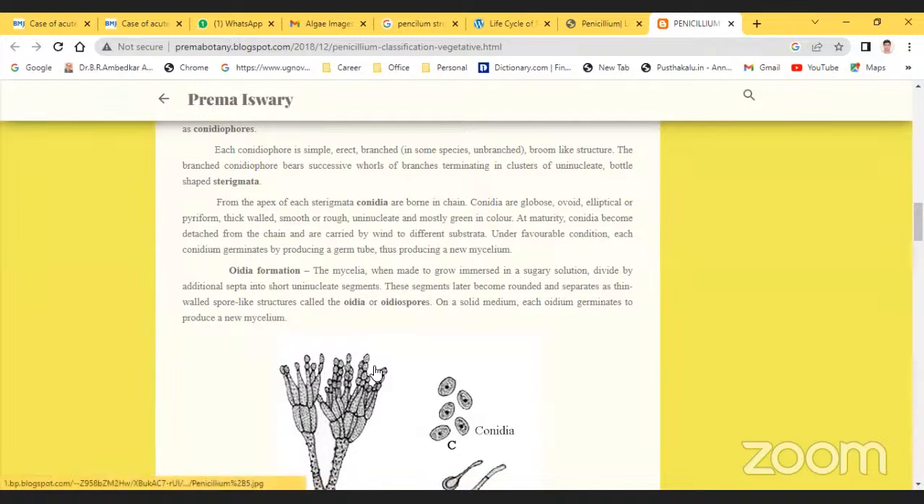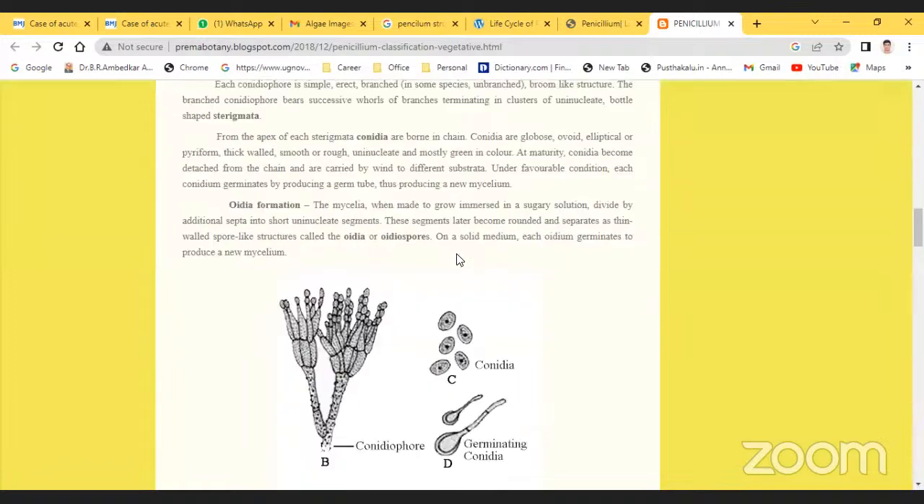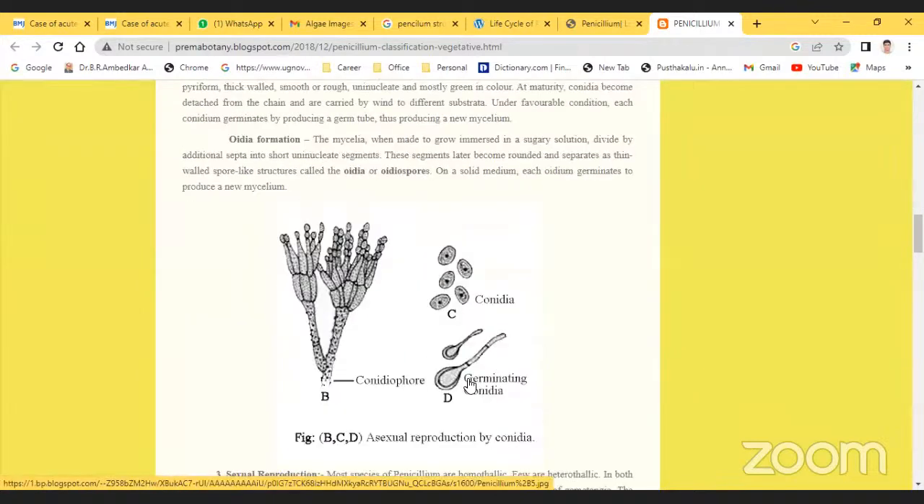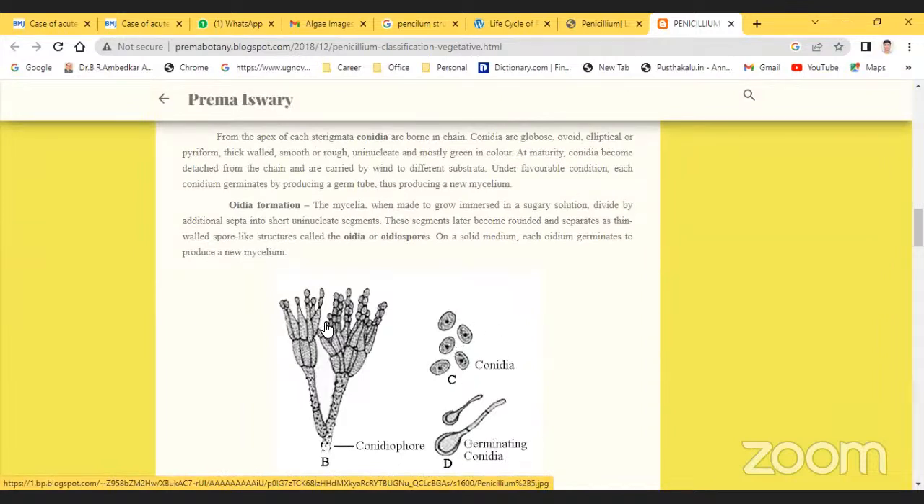At maturity, the conidia become detached from the chain and are carried by wind to different substrata. Under favorable conditions, each conidium germinates by producing a germ tube, thus producing a new mycelium. These are the germinating conidia. These are the conidia when they are detached from the chains.